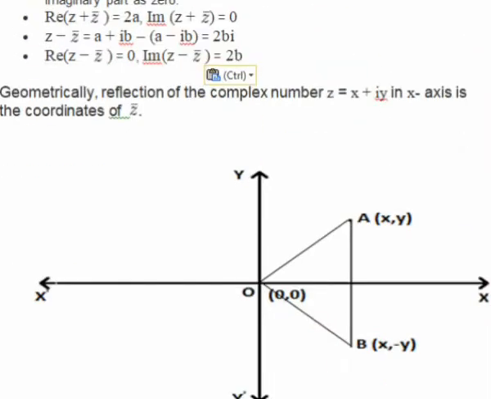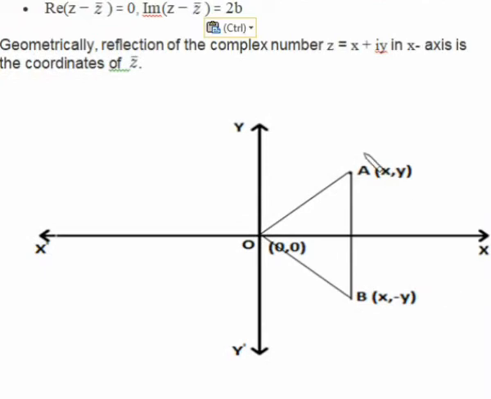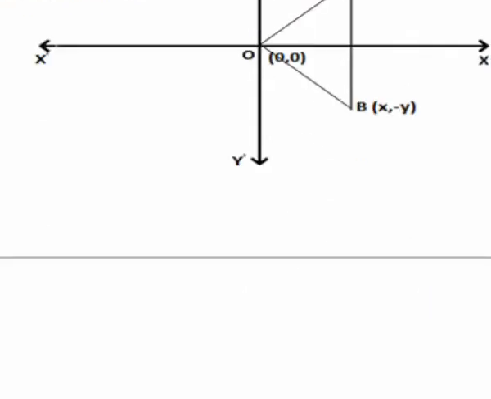How is it the geometrical reflection of it? If here is the point A (x, y) and we write x plus iy as the complex number, its reflection here is B (x, minus y). This is the geometrical representation of it, and the x-axis remains constant.